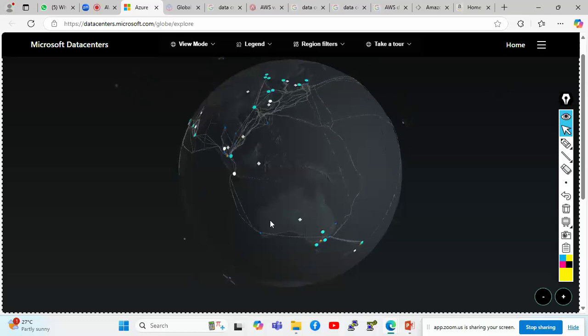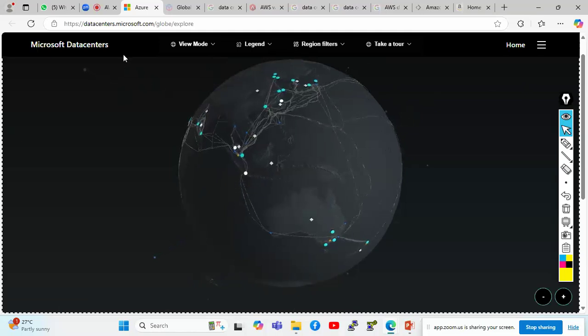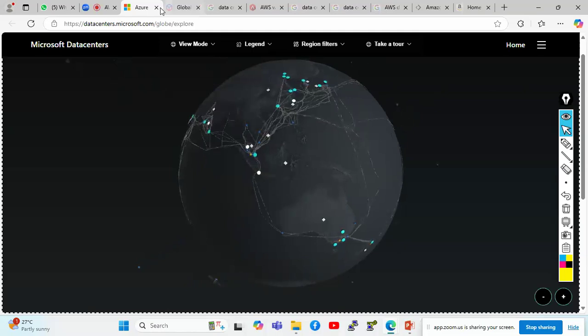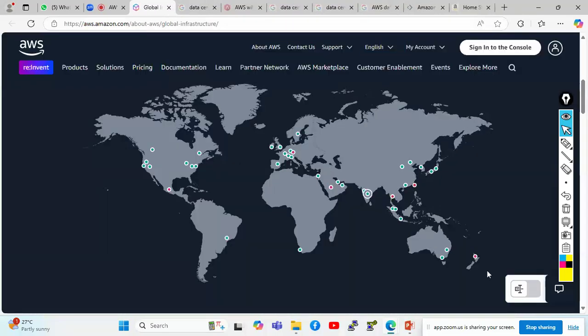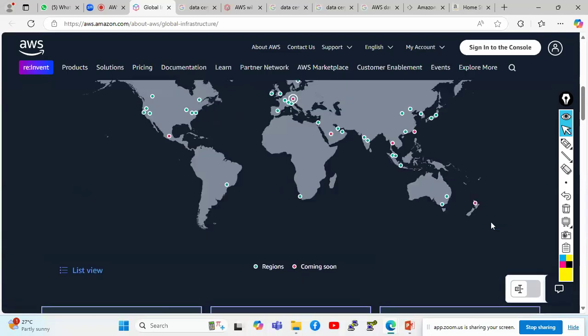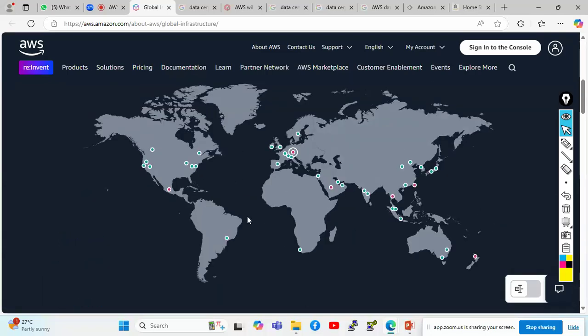AWS has its own underground sea cable. Azure has its own. Here I'm showing Microsoft, but it is similar for AWS also. So let me close that one. We have a 2D picture. This is the existing AWS data centers all over the world, right? You can see here.